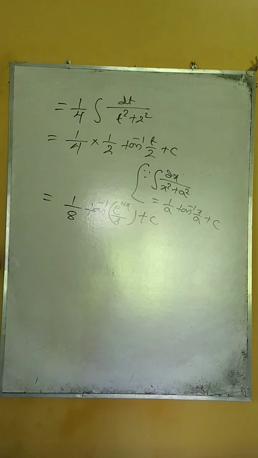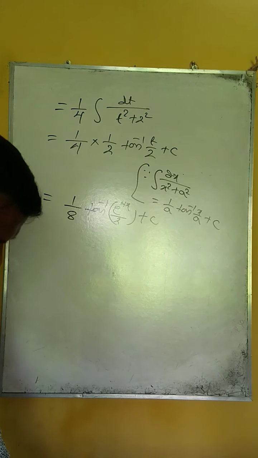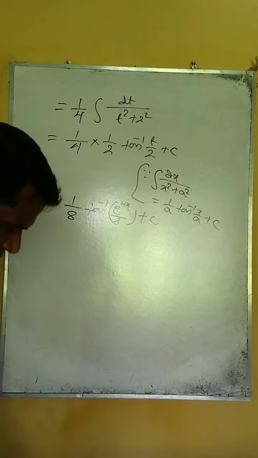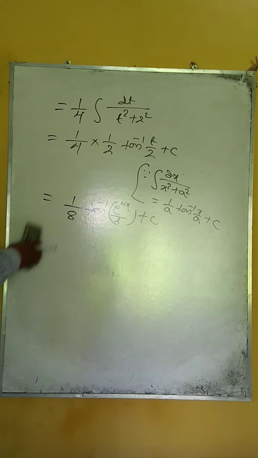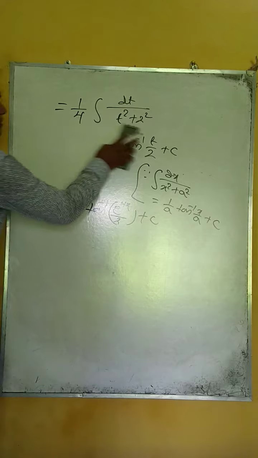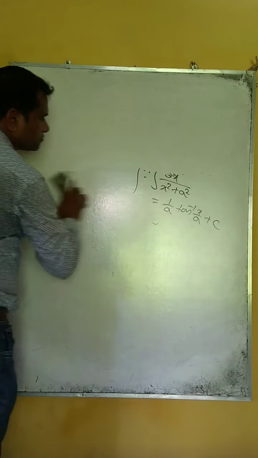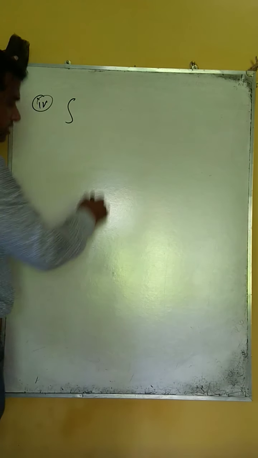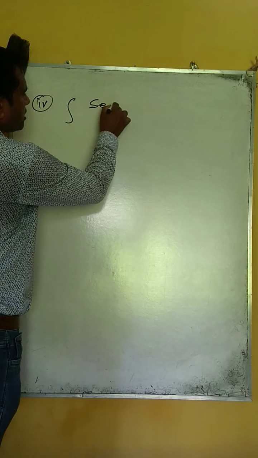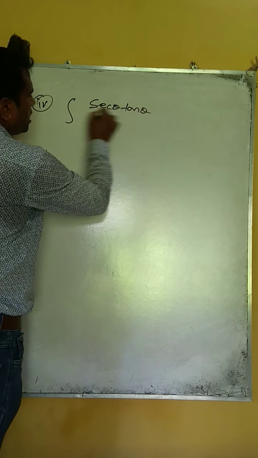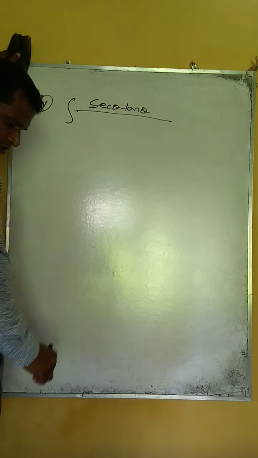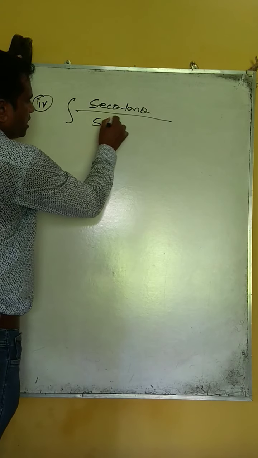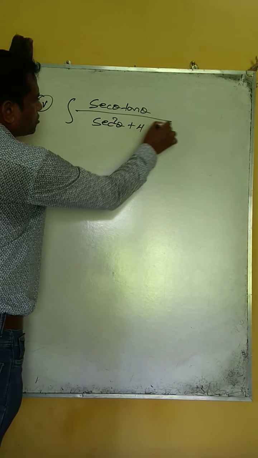Okay. Next, we do question IV. Integral sec theta tan theta divided by sec square theta plus 4 d theta.